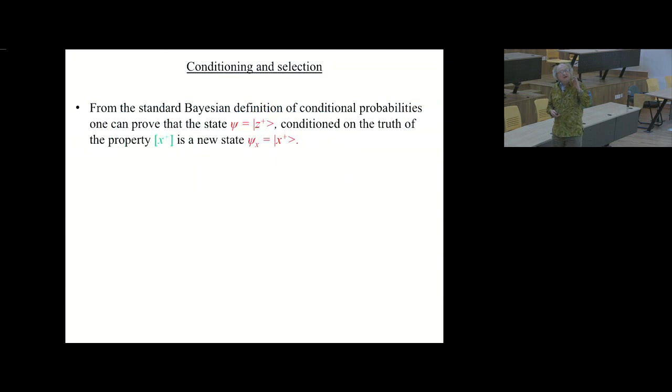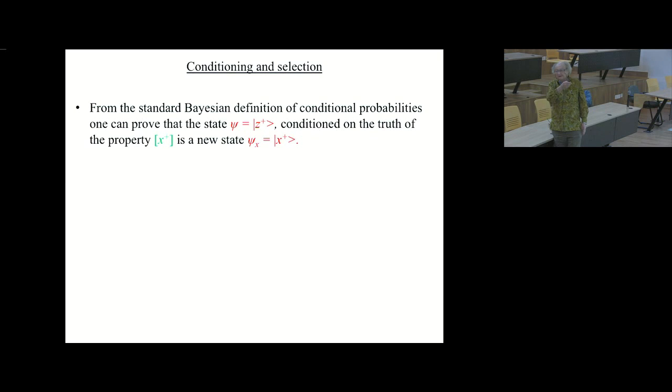So now let's look at conditioning. From the standard Bayesian definition of conditional probabilities, you can condition the state Z plus on the truth of the property X plus. That produces a new state, and it turns out to be X plus. So given the state and given a framework, all the properties have some probability of being true. If you condition on the state, on the truth of that property, you produce a new state.